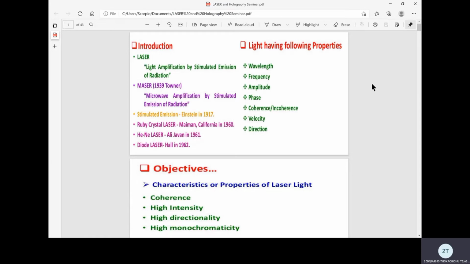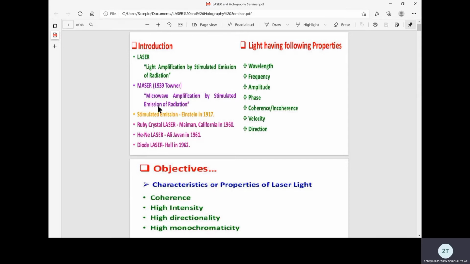My seminar topic is laser and holography. The full form of laser is light amplification by stimulated emission of radiation. As per the history of laser, maser was invented before laser, whose full form is microwave amplification by stimulated emission of radiation, by Townes in the year 1939.